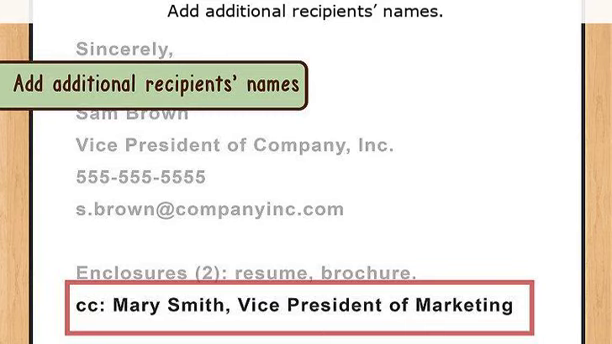Step 6. Add additional recipients' names. If you are sending a copy of the letter to another person, you should include this in the letter. This is noted by typing CC below the enclosures line, which stands for courtesy copy, along with the person's name and title. CC was used to indicate carbon copy when letters were typed on carbon copy paper. For example, write CC: Mary Smith, Vice President of Marketing. If you are adding more than one name, align the second name underneath the first name, but without the CC.